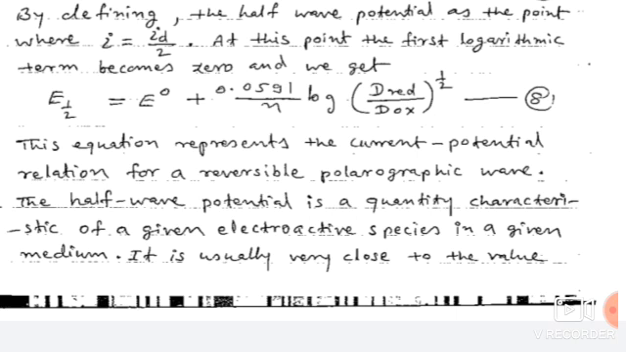So the half wave potential is a quantity characteristic of a given electroactive species in a given medium. It is usually very close to the value of the standard electrode potential of the redox couple, since the remaining logarithmic term is a constant and often nearly 0. So the half wave potential is used in qualitative analysis to recognize the electroactive species. For recognizing electroactive species, the half wave potential is very important.